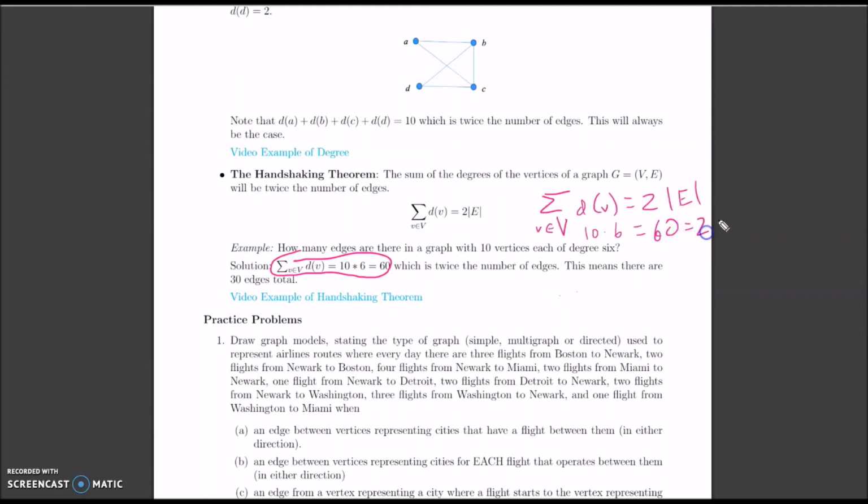And that has to be equal to twice the number of edges. Divide both sides by 2, and we'll see that the number of edges has to be 30. That's what I mean when I say the handshaking lemma, or handshaking theorem, lets us solve some problems. There's another video that goes over the same idea. And then we have these practice problems, which we're going to do right now.